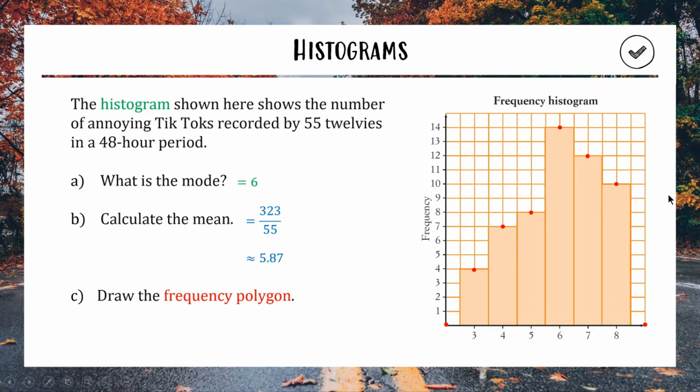And now all we need to do is link these red dots with straight lines using our ruler. And there we have our beautiful frequency polygon. So we could take away the histogram and we'd be left with a line graph that shows us the distribution of our scores, is essentially the idea.